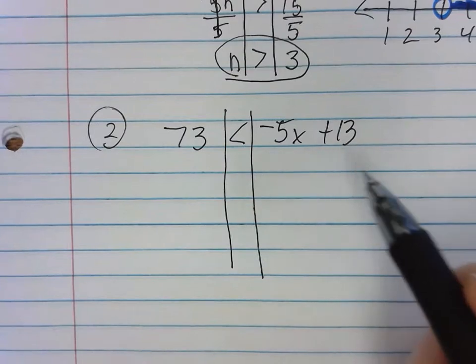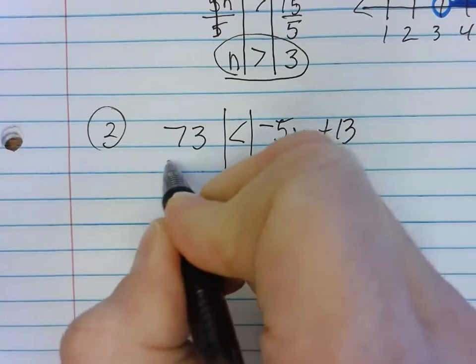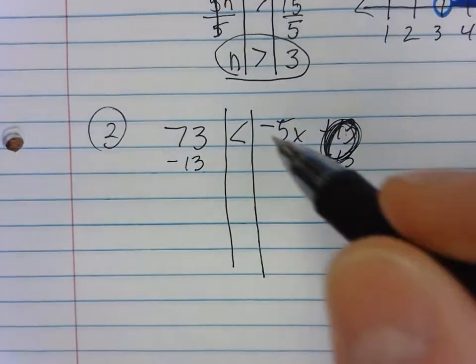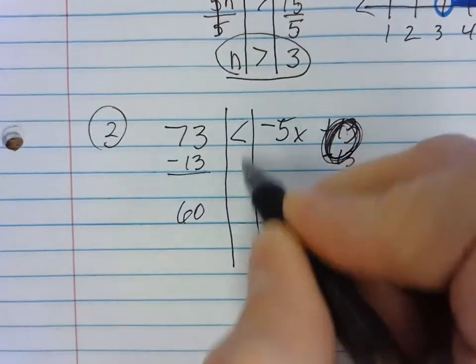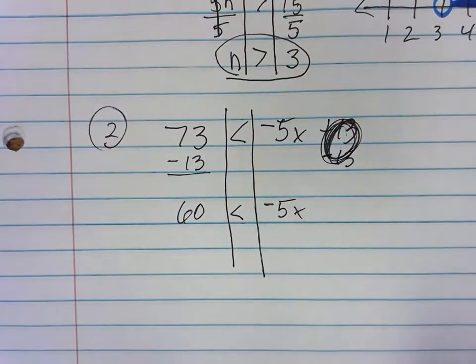Again, we want to get rid of the constant, so to cancel out the plus 13, you do your little minus 13, minus 13. Those cancel out and make a zero pair. 73 minus 13, of course, is 60. So now I've got 60 is less than negative 5x.